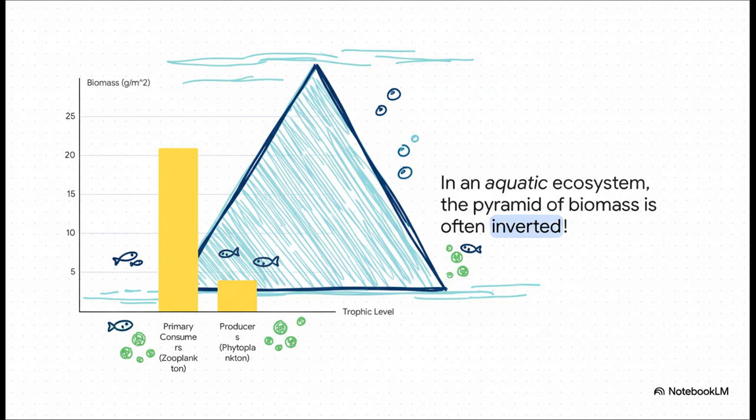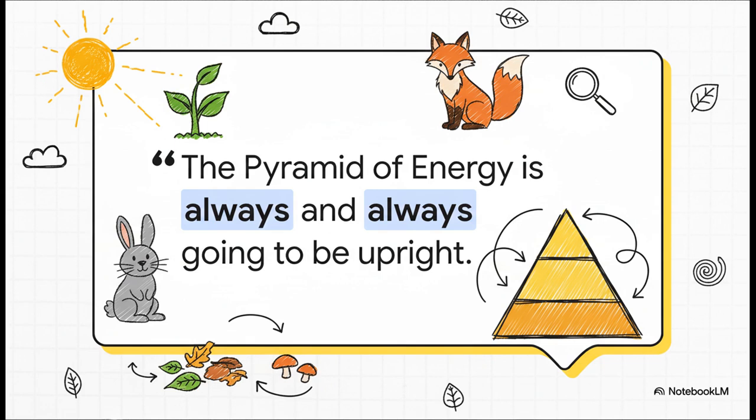It's pretty wild. But here's the unbreakable rule. While the pyramid of biomass can get funky and invert, the pyramid of energy is always upright. No exceptions, ever. Because energy is always lost at each step. Remember that 10% law? The producers at the bottom will always have the most energy. It's a one-way street, and you're always losing power along the way.